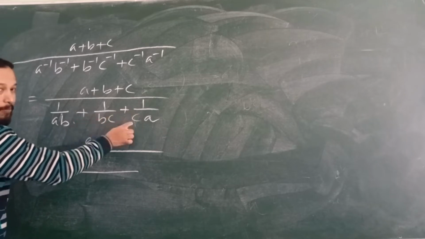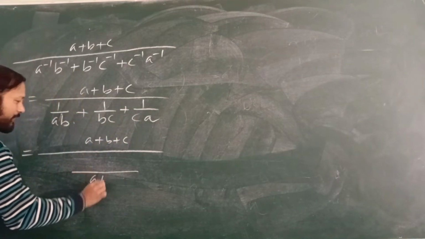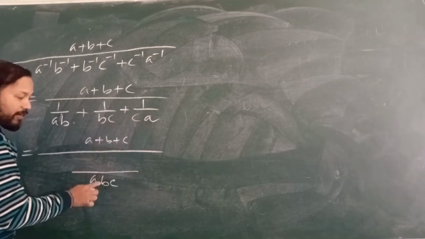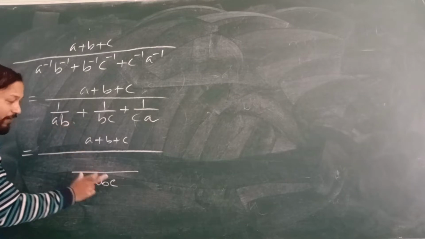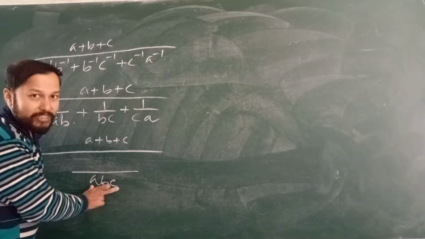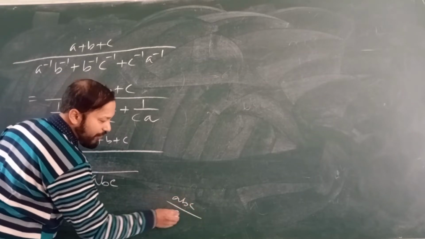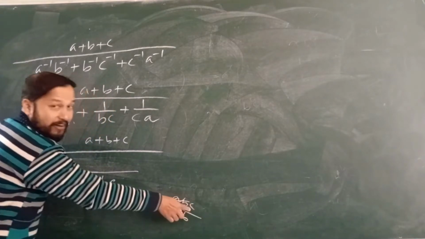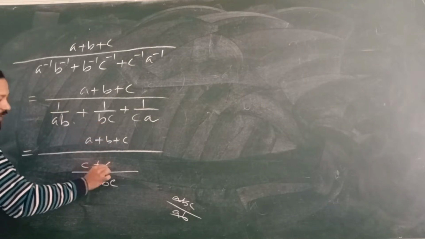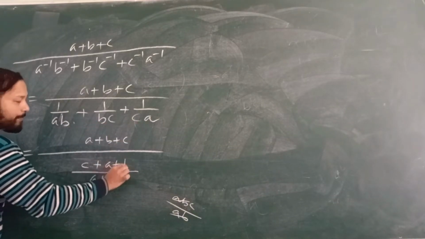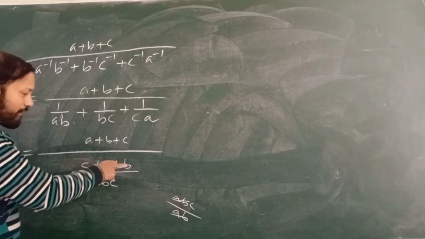Now, what is the LCM here? LCM is ABC. Now, if you divide ABC by AB, what is left? C is left. So C into 1, C, plus the same way here A, and the same way here B. Understood? The same way I discussed for the first one, I am writing this.